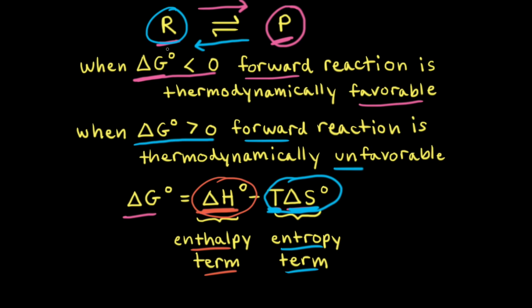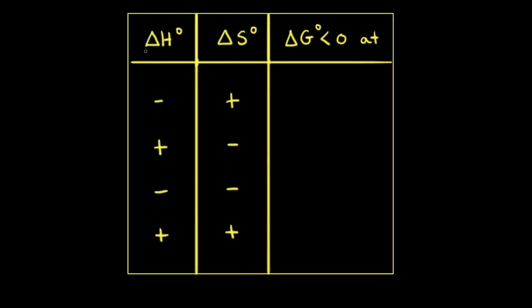So when we're trying to figure out if delta G naught is negative or if delta G naught is positive, we need to consider the sign for delta H naught, the sign for delta S naught, and sometimes we also need to consider what the temperature is. There are 4 possible combinations of signs for delta H naught and delta S naught, as we can see in this table. For each of these 4 combinations, we're going to think about the temperatures at which delta G naught is less than 0, and we're going to finish filling out this table.